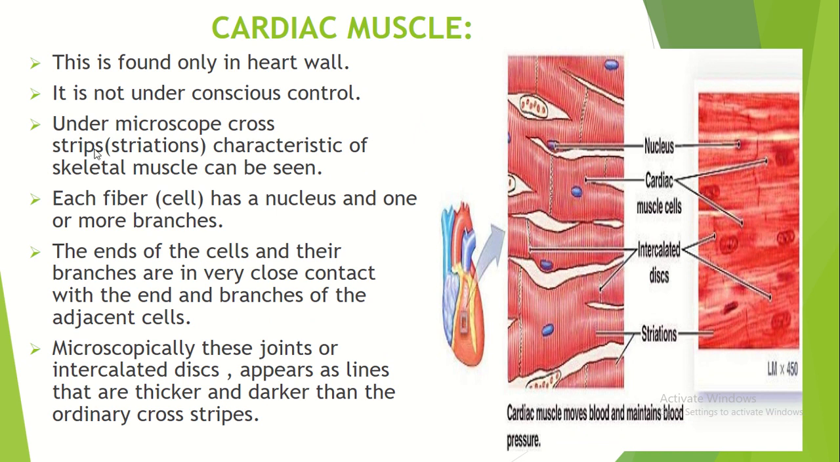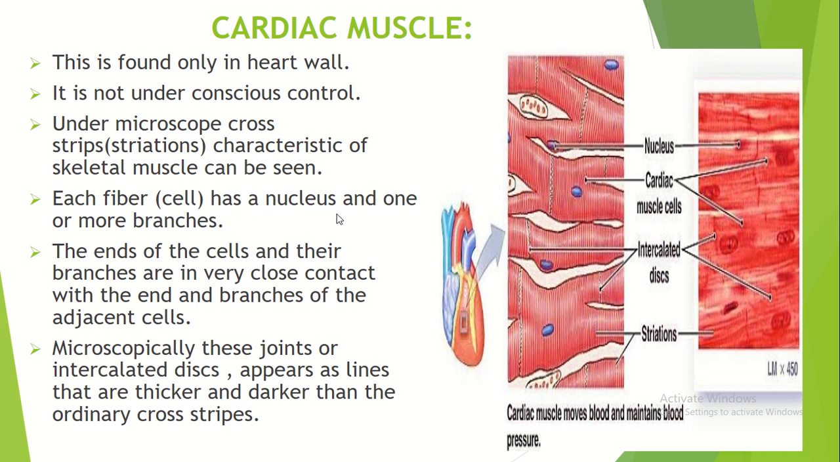Under the microscope, cross strips, striations, characteristic of skeletal muscle, can be seen. So here you can see many striations being present. It is because movement is taking place over there, and because of that we can see the striations in this skeletal muscle as well as the cardiac muscle.